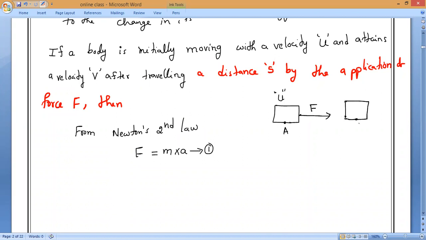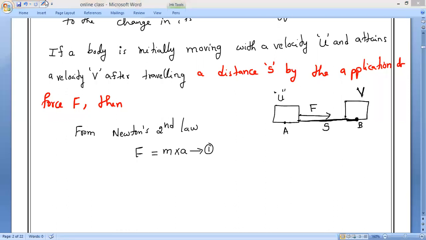So that distance is what we are assuming. Distance, meter. After traveling a certain distance, what is your velocity? V. Okay, is that clear?